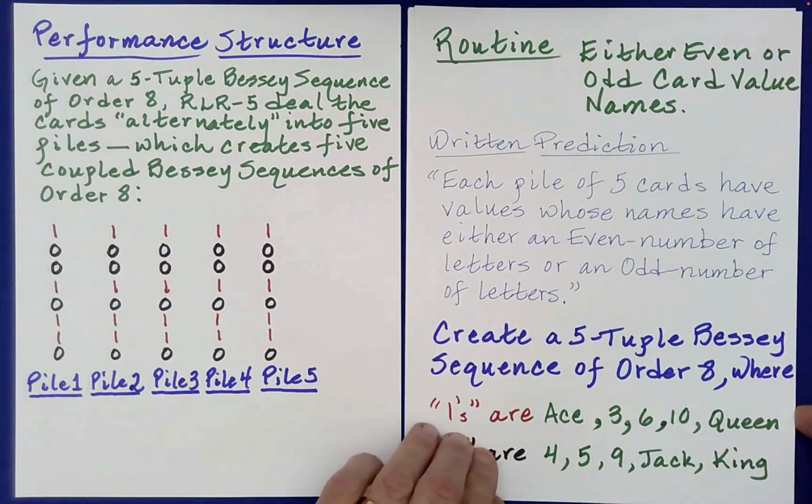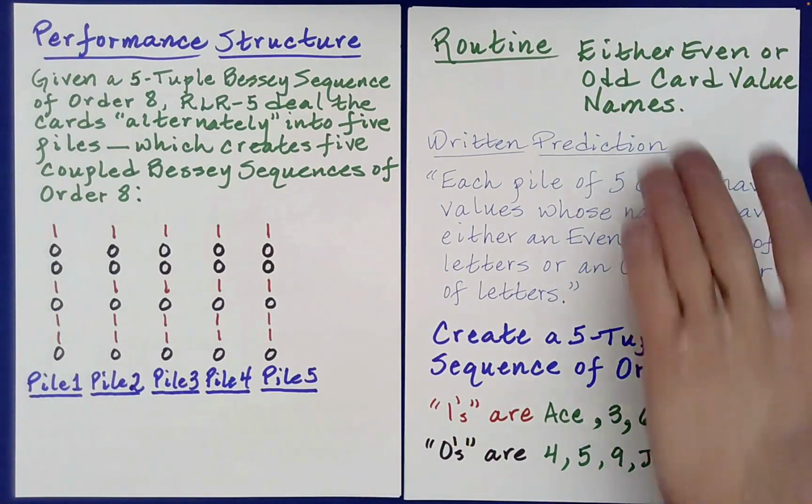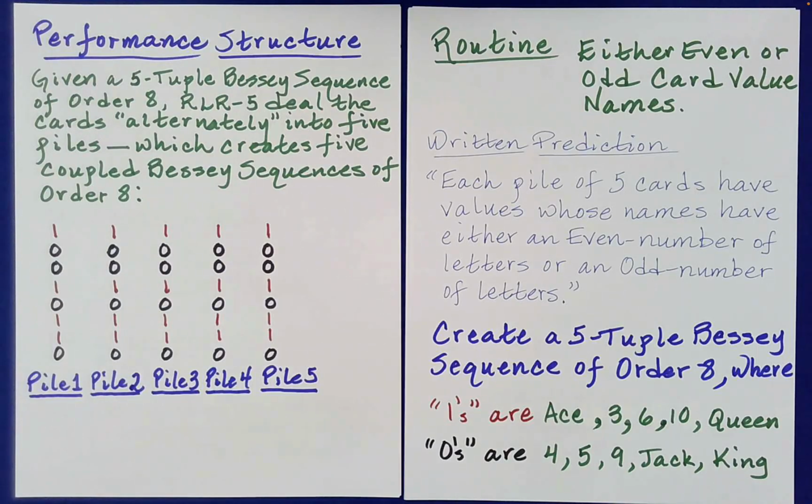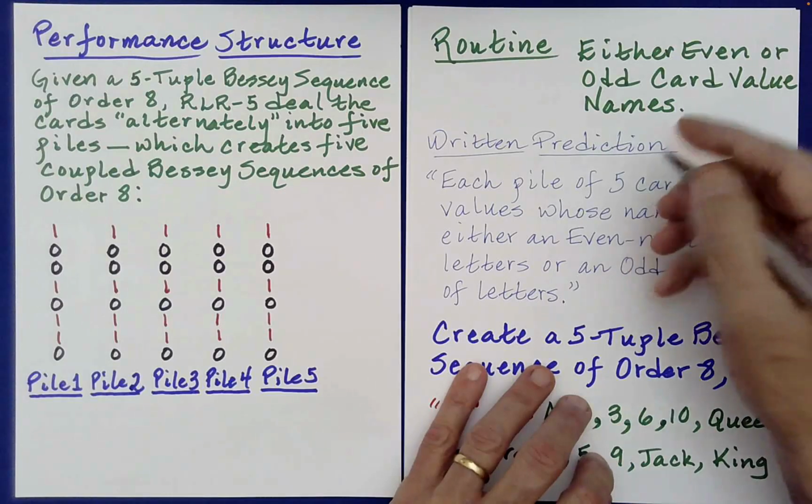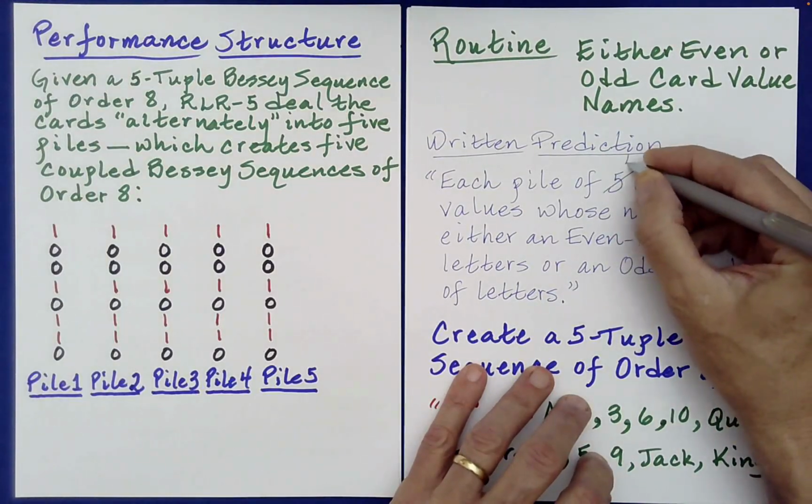Okay. And then let's see. Oh, and then this is the name of the routine, I guess. Either even or odd value card names. Here's the prediction, which I can correct now. That's supposed to be 4.